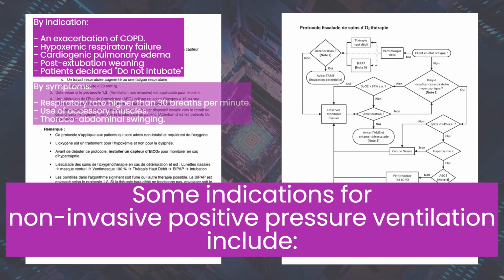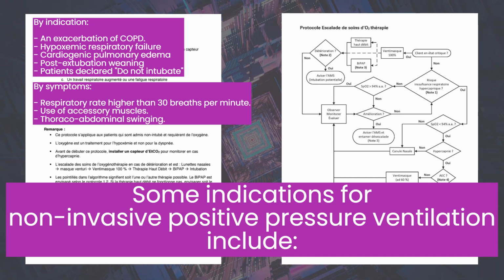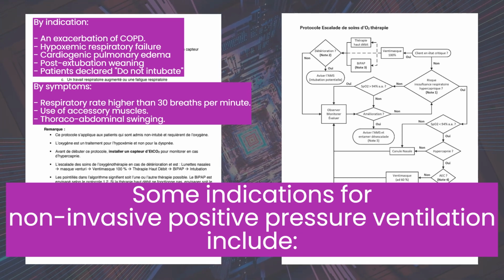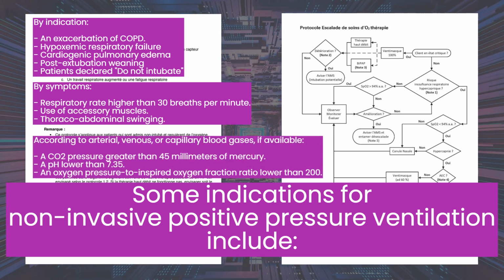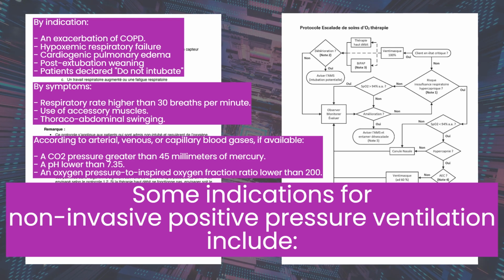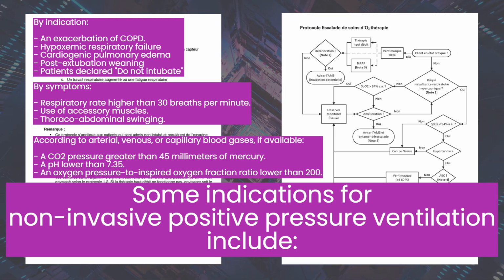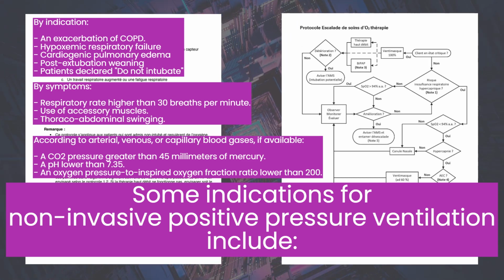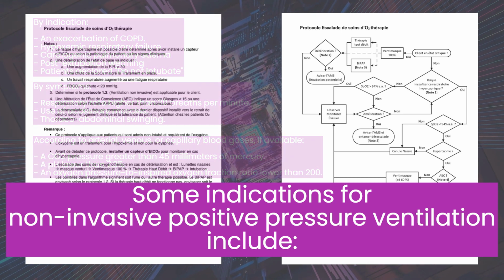By symptoms: respiratory rate higher than 30 breaths per minute, use of accessory muscles, thoracoabdominal swinging. According to arterial, venous, or capillary blood gases if available: PaCO2 greater than 45 millimeters of mercury, a pH lower than 7.35, an oxygen pressure to inspired oxygen fraction ratio lower than 200.